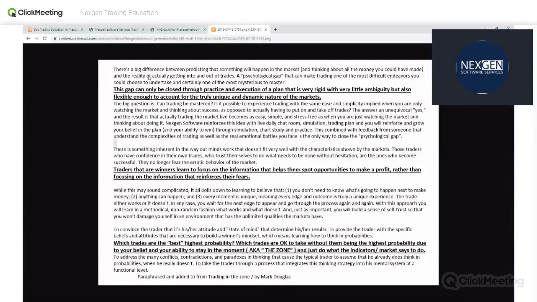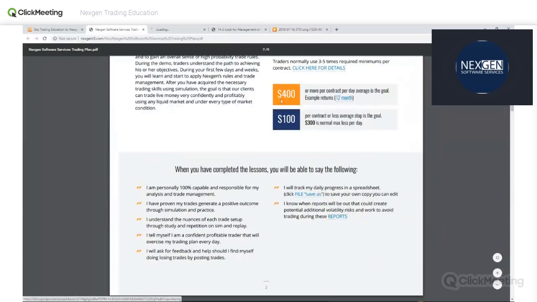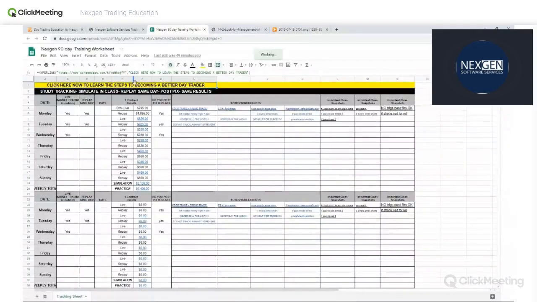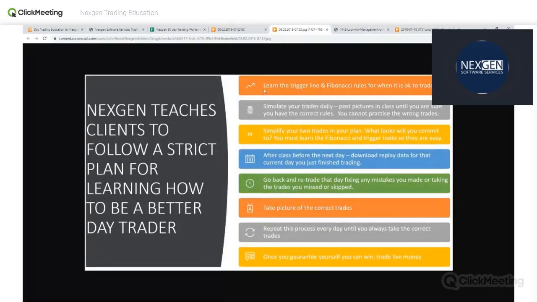Because conceptually, there's a big difference between predicting something that will happen in the market and actually getting into or not getting into a trade. And the psychological gap of feeling comfortable with what you're doing is what we preach. And when we talk about tracking your trades, and these steps to becoming proficient with our software, learning the rules, learning the trigger line and Fibonacci rules for when it's okay to take a trade or not okay to take a trade. That's number one.